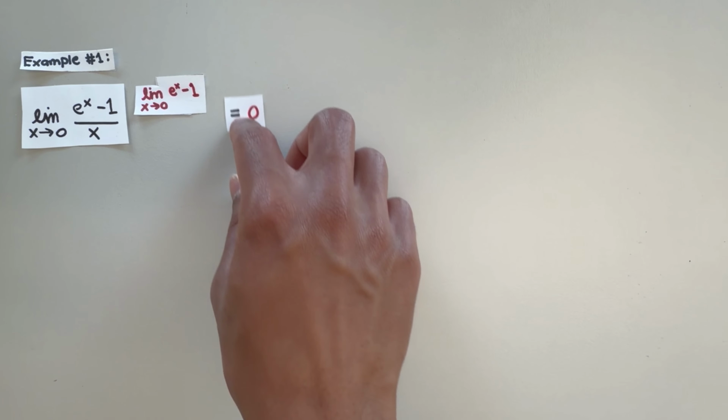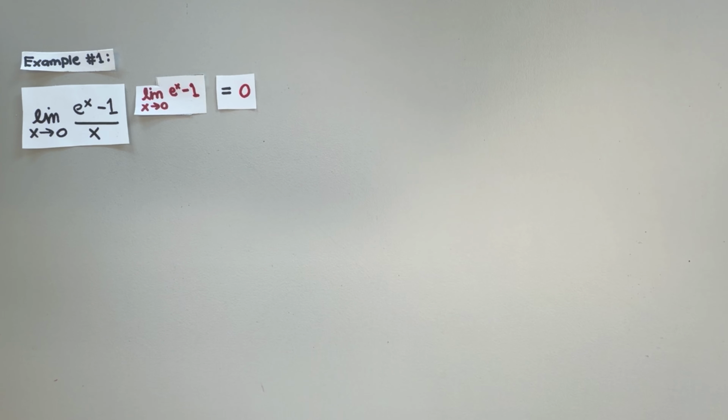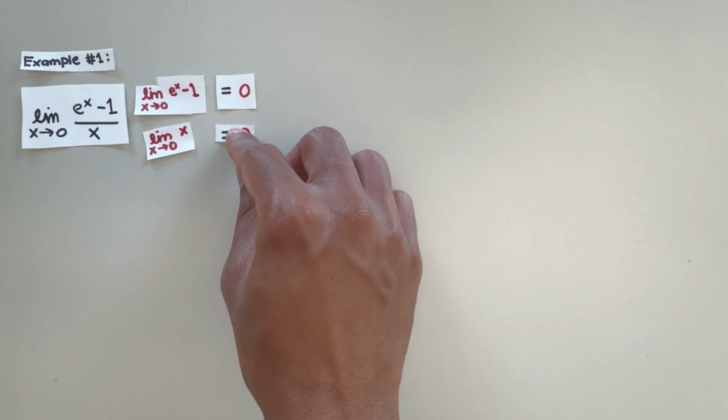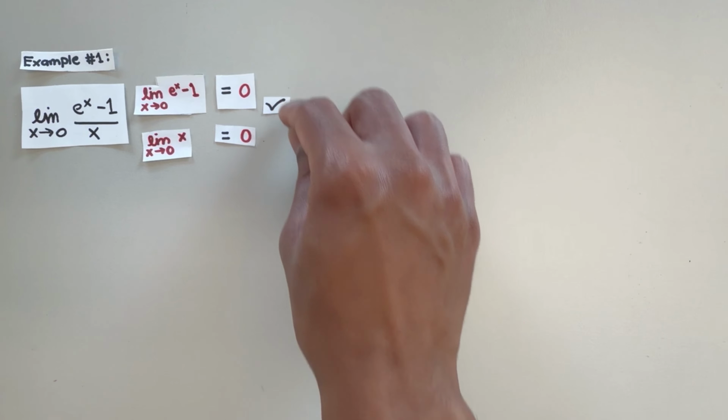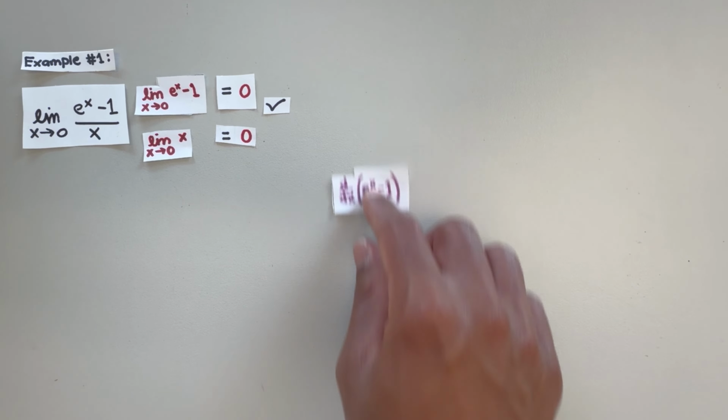Let's walk through an example. The limit as x approaches 0 of e to the x minus 1 over x. First, we verify the indeterminate form. If we plug in 0, the top becomes e to the 0 minus 1, which is 0. The bottom is simply 0. Because the function evaluates to 0 on the top and 0 on the bottom, we can apply L'Hopital's rule.